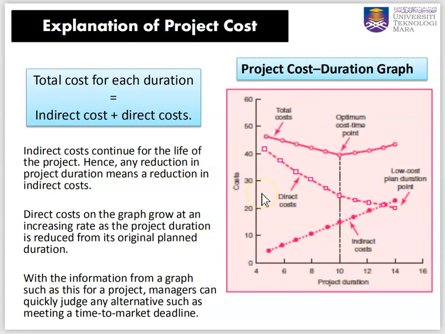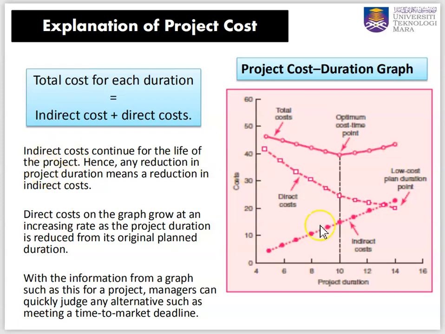Every project will have a direct cost and an indirect cost. When we add the indirect and direct costs, this becomes the total cost of the project. You can see here there is an optimum cost-time point where you will have a minimum total cost. So this will be the optimum cost and also the optimum project duration.